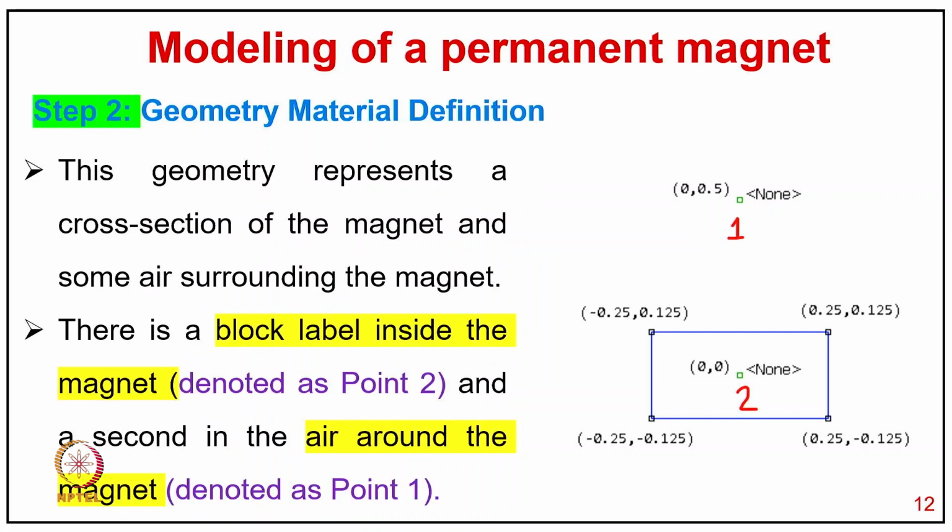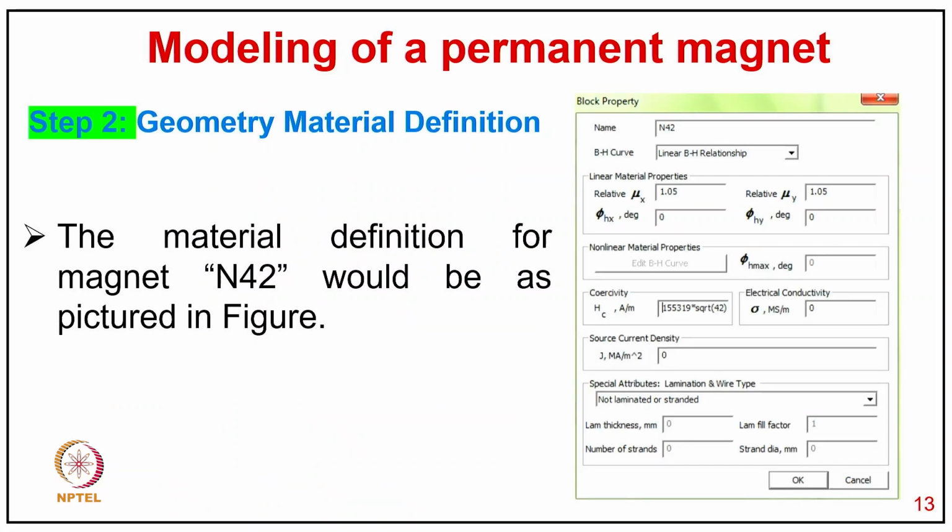So, step 3, geometry block definition. The geometry represents a cross section of the magnet and some air surrounding the magnet, and there is a block label inside the magnet denoted as point 2, and the second is the air around the magnet denoted as point 1. Now, coming to part 2, geometry material definition. The material defined for the magnet is N42, as pictured in the figure. As you select N42, then a linear relationship, then relative permeability mu x 1.05, then relative mu y 1.02. Similarly, you select other parameters like Hc in amperes per meter, which is given here as 155319 times square root of 42, and then you have different boxes.